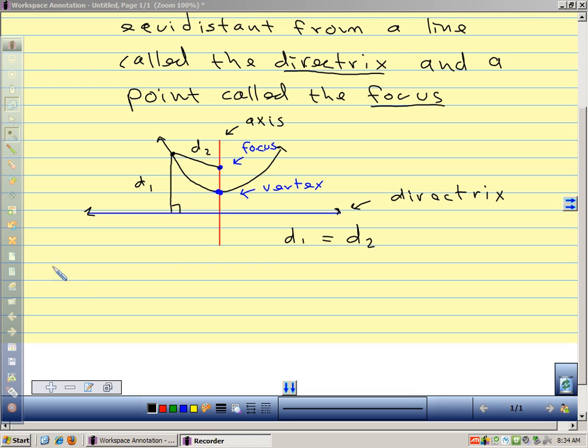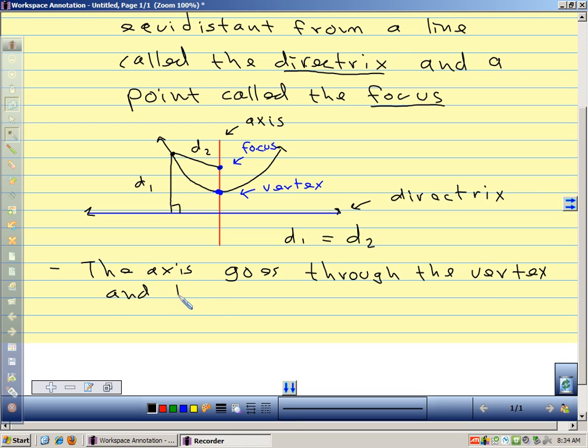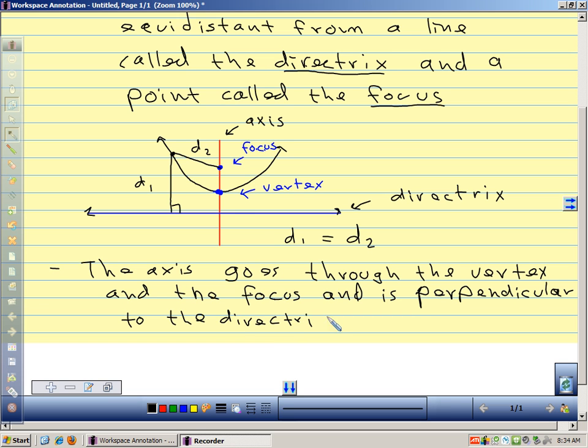The axis, it's important to remember the axis. The axis goes through the vertex and the focus, and is perpendicular to the directrix. So the axis makes a 90-degree angle with the directrix.